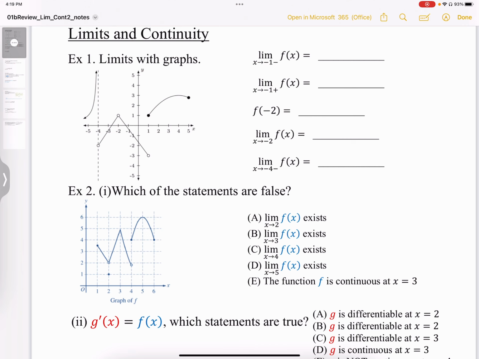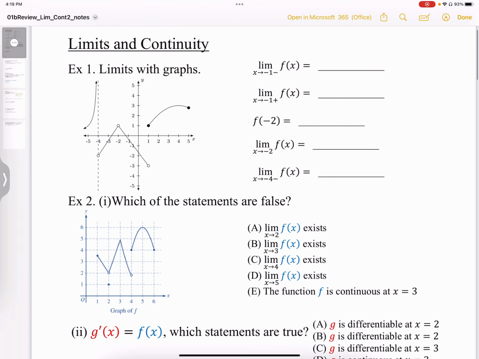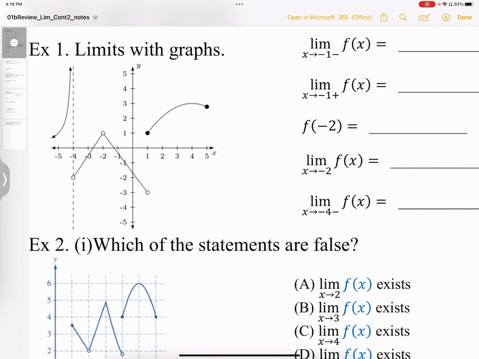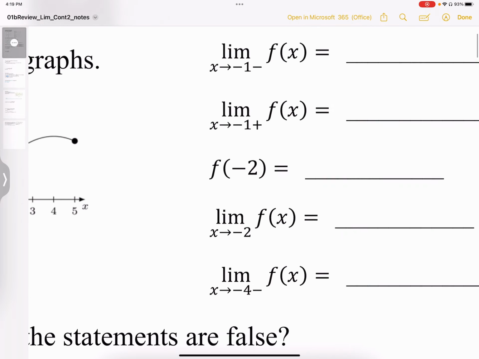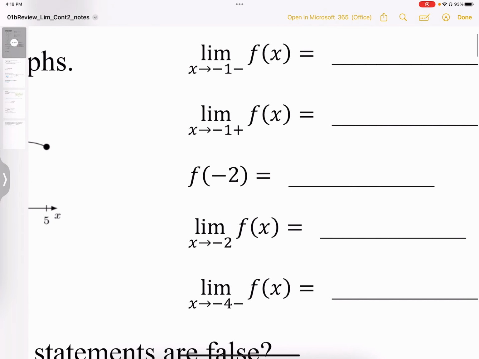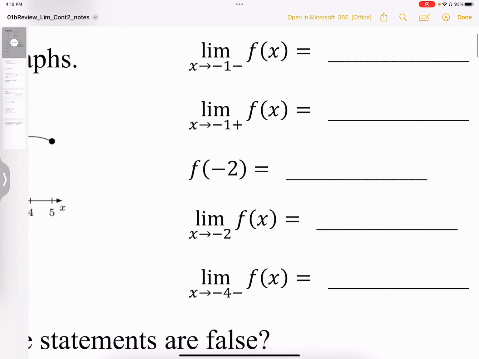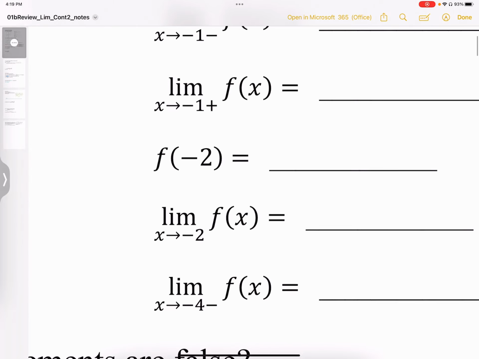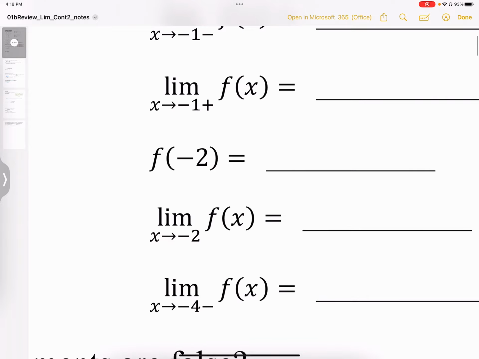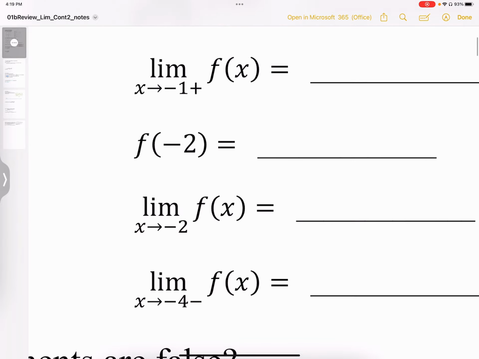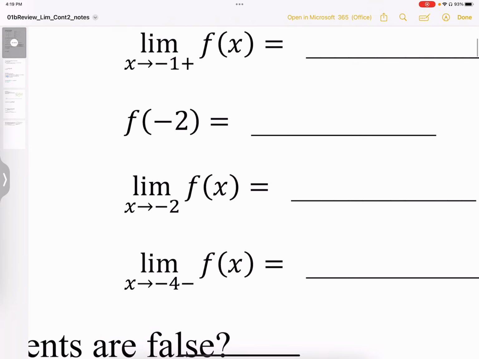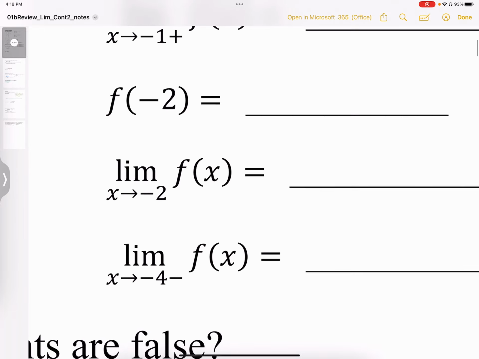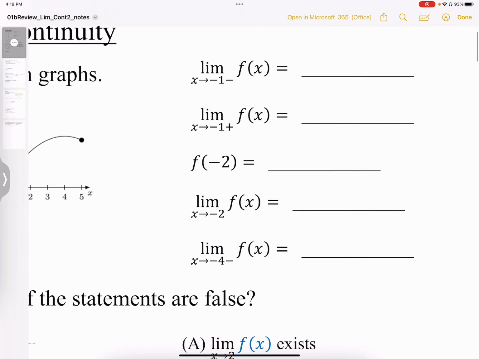Limits and continuity. With example one, we're going to do limits with graphs. Taking a look at the graph here, we want to look at limits at -1 from both the positive and negative side. We're going to look at the limit as x approaches -2 from both sides. Notice that that is a two-sided limit, and the limit as x approaches -4 from one side.